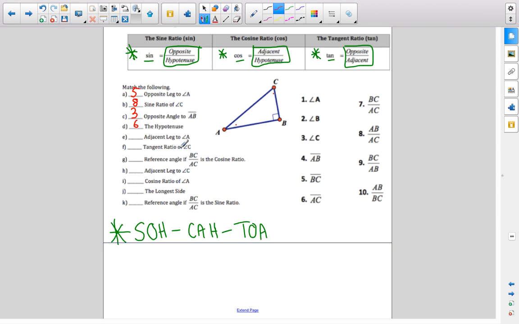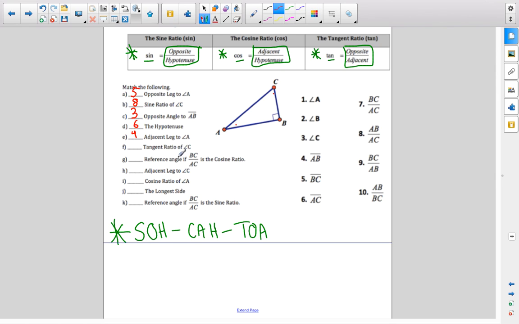The adjacent leg to angle A. Okay, here's angle A. Which leg is adjacent? Remember, they said leg, not hypotenuse, so it can't be this one. It's got to be AB. So let's see, that looks like that's number 4.